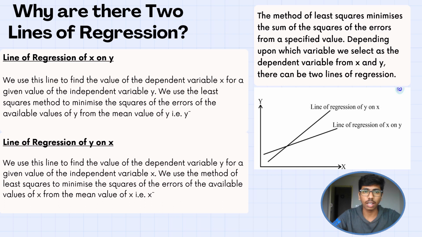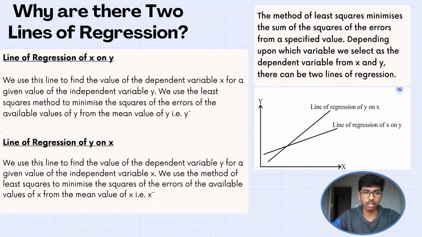Why are there two lines of regression? The method of least squares minimizes the sum of squares of the errors from the specified value. Depending upon which variable we select as the dependent variable from x and y, there can be two lines of regression.